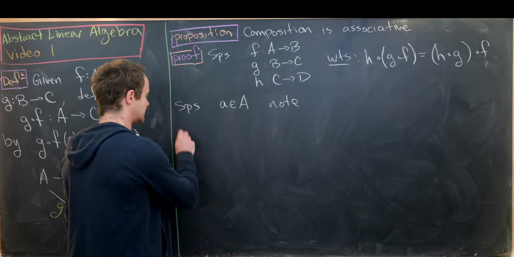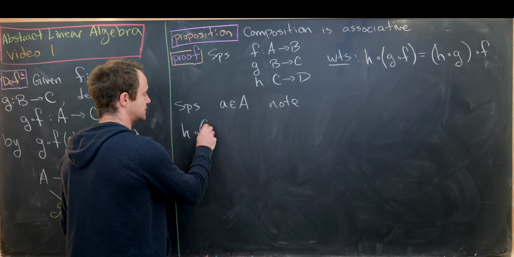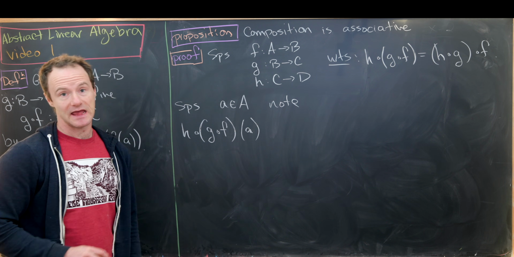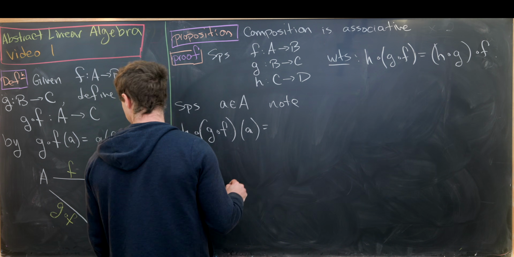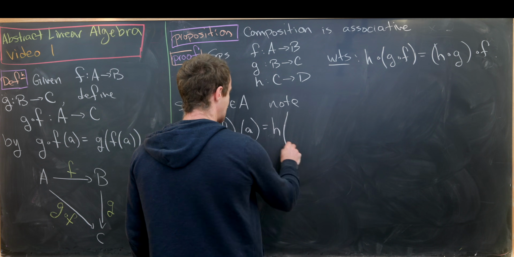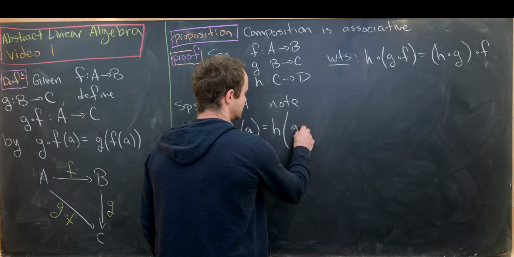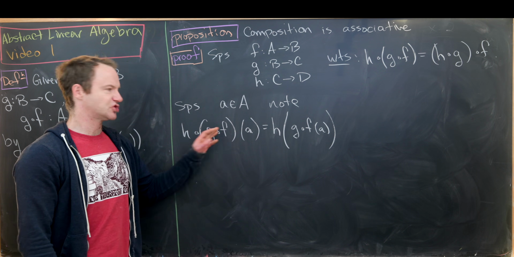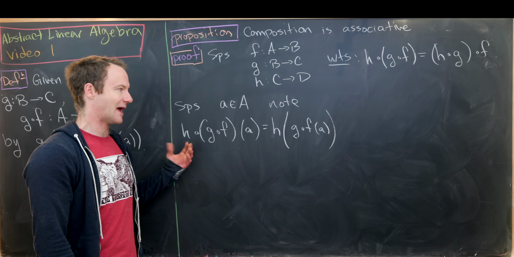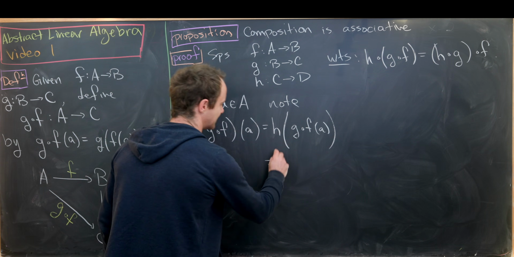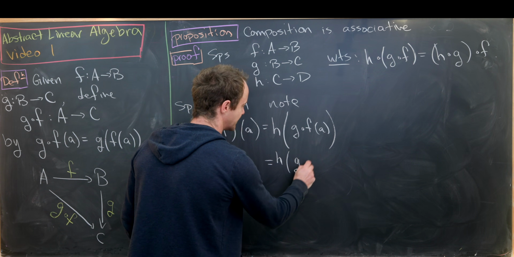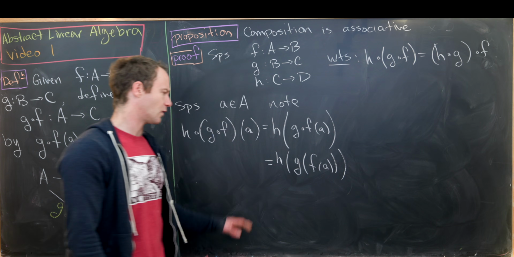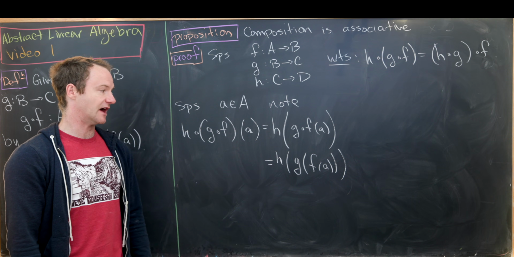So let's note that h composed with g composed with f evaluated at a is equal to, well, let's notice that that's going to be h evaluated at g composed with f, which has been evaluated at a. Just working through that composition from outside to inside. But notice that that is h composed with g, which has been composed with f evaluated at a. Or I should say h of g of f of a.